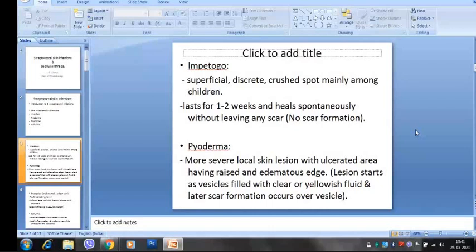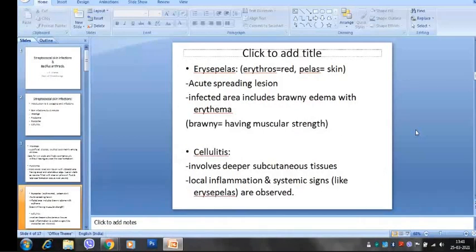Other type of skin infection caused by Streptococcus pyogenes is erysipelas. The literal meaning of erysipelas, it is a Greek word: erythros means red and pelas means skin. Red skin, erythros and pelas, combined is called erysipelas. It is an acute spreading lesion and the infected area includes brawny edema with erythema. Brawny means having muscular strength. There is no fluid-filled lesion, but there is a lesion having muscular strength. Such a feature of lesion having muscular strength is called brawny.